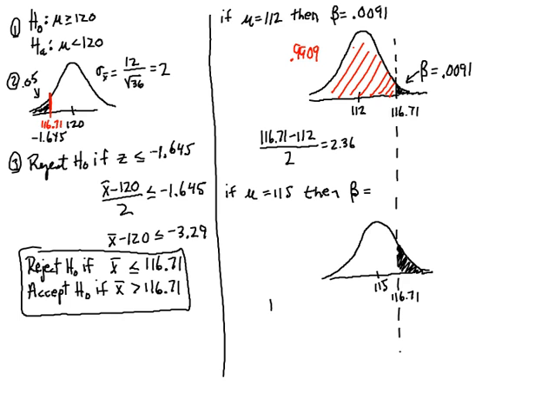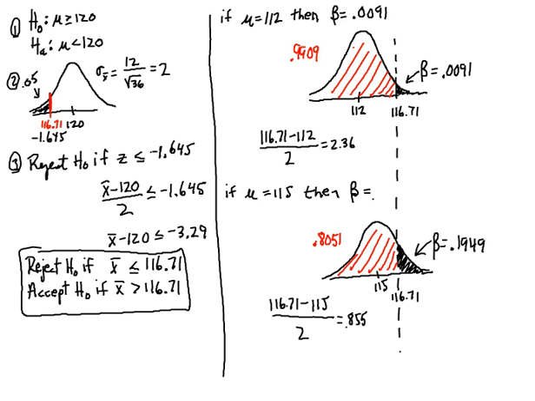I'm going to calculate the z-score here. The real average is 115, the real population average, and that gives me a z-value of 0.855, and I would look up the 0.86 in the table and find that the probability from the table there is 0.8051, and then therefore my probability for beta is 0.1949, or 19.49%.